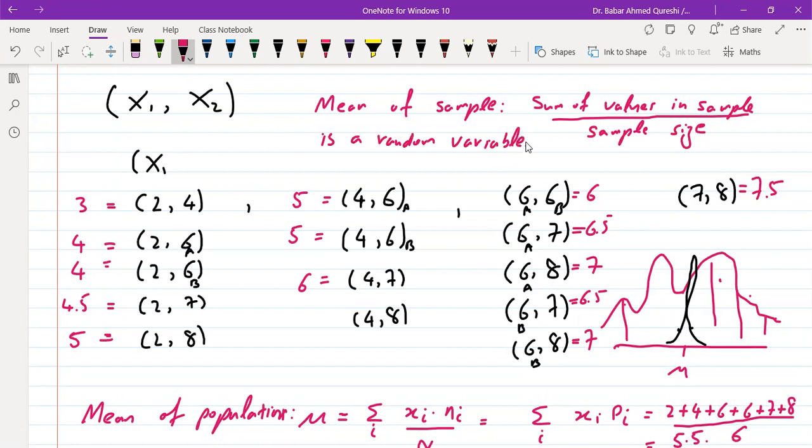I'll get a different answer every time for the mean. If it's a random variable, I can talk about its own probability distribution. And how would I get its probability distribution?